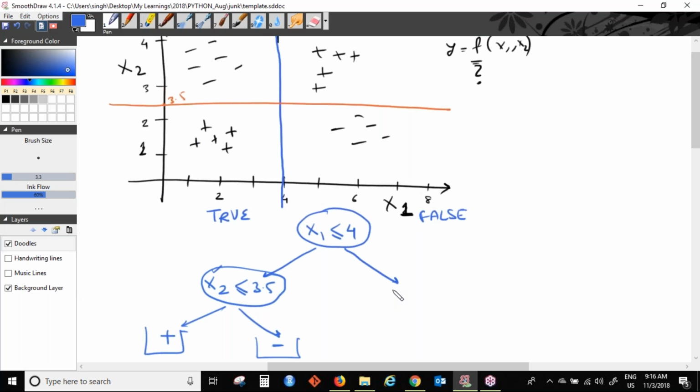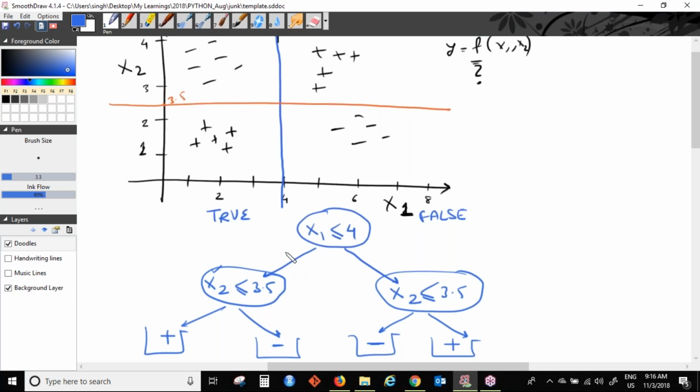I can do the same here. X2 is less than equal to 3.5. I can get a true and a false here. So if it is true, what should I write here, guys? Yes, it should be a minus. And similarly here it should be a plus.